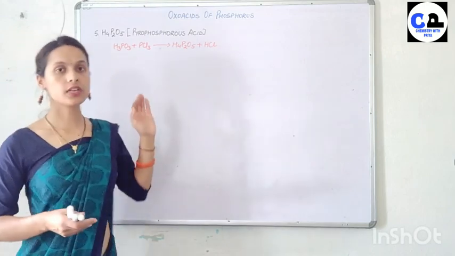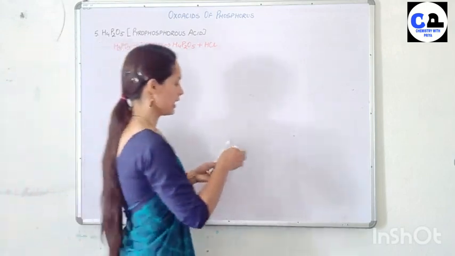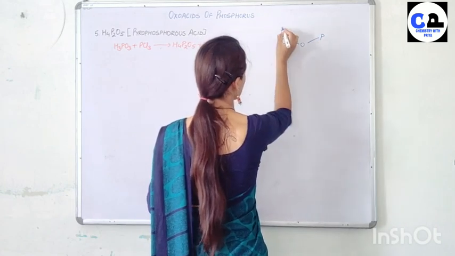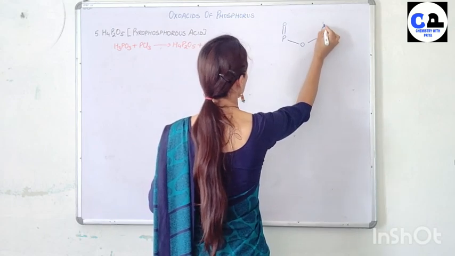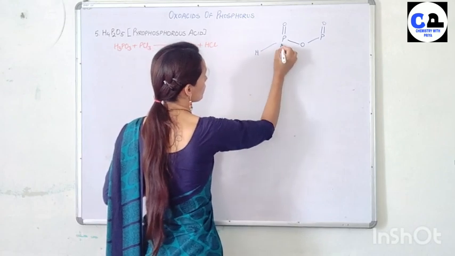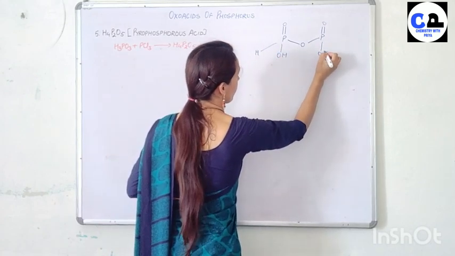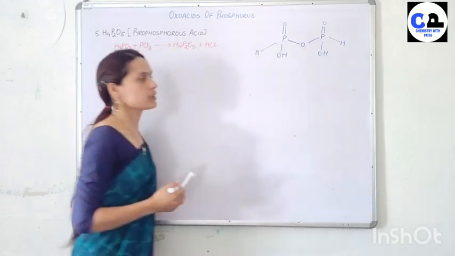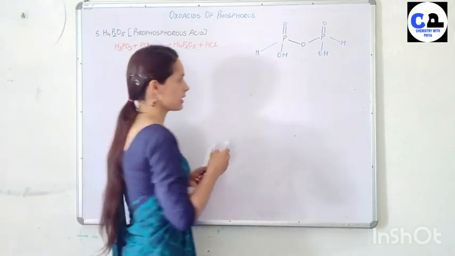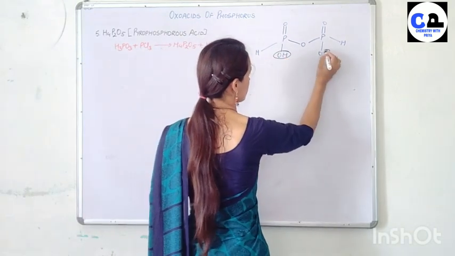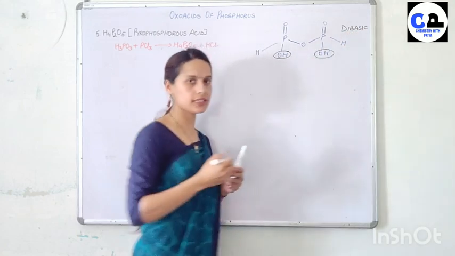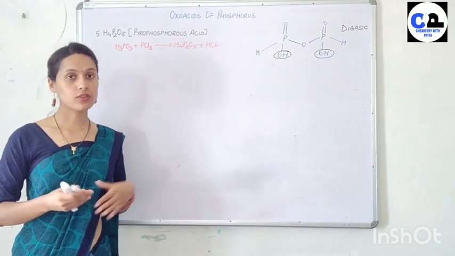Now, if I talk about the structure of pyrophosphorus acid, its structure is P double bond O, P double bond O. Now, how many oxygen are left? 2. So, H, OH, OH, H. So, this is the structure of pyrophosphorus acid. And its basicity is 2. So, it is dibasic, and dibasic is our phosphorus acid.